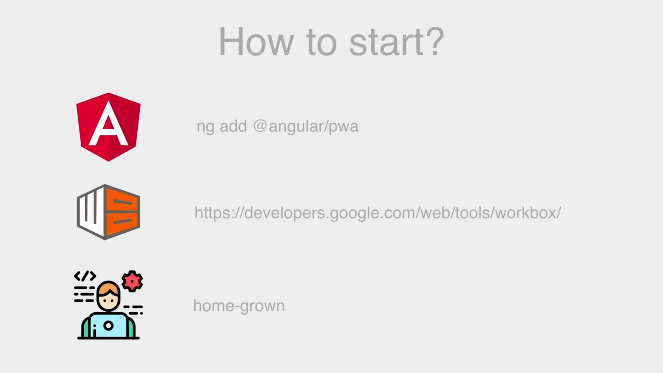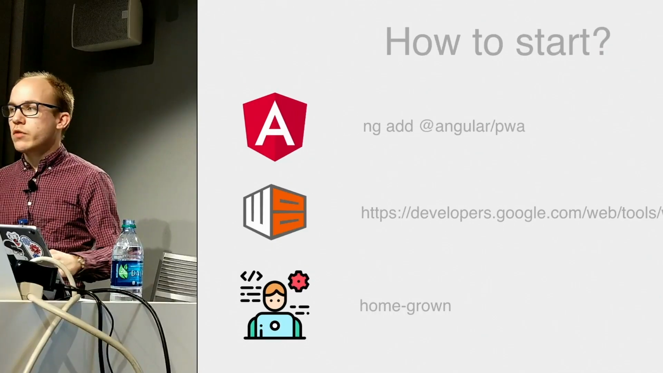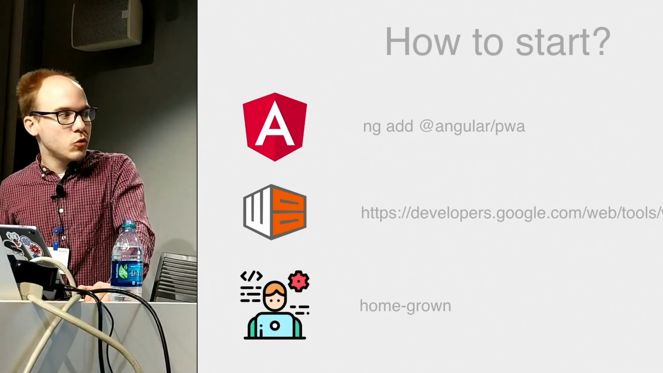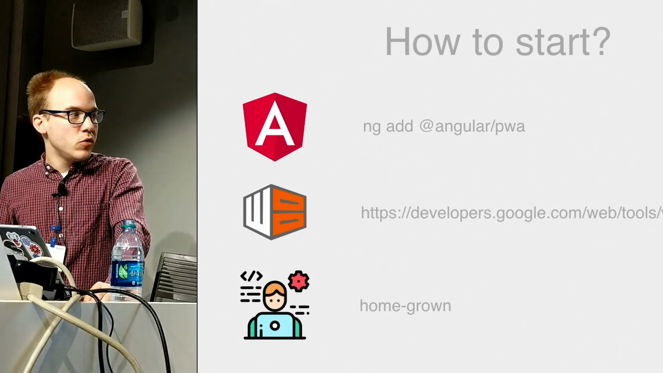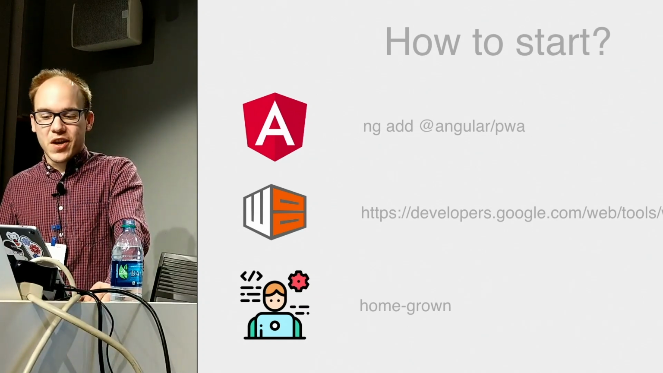There are a bunch of ways to start working with progressive web apps. For those who are using Angular, I think that this is 100% of this audience, you can just use the schematics provided by the CLI team. If you are not using Angular or you don't want to go with the CLI, you can use Workbox. It's a really great tool for customizing your own implementation of the service worker. Or you can go on with something written by your own, which in my opinion is not the best idea.